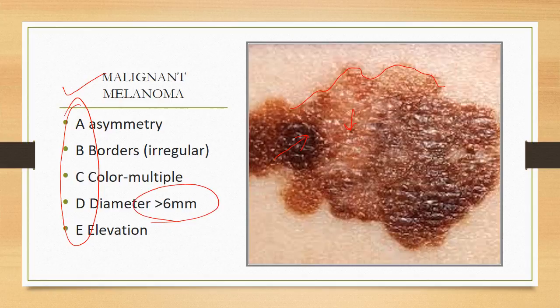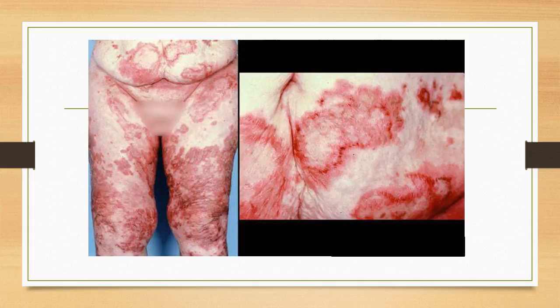Then diameter more than 6 mm and elevation. So these A, B, C, D, E point towards a malignancy. This you should know in case of melanoma.